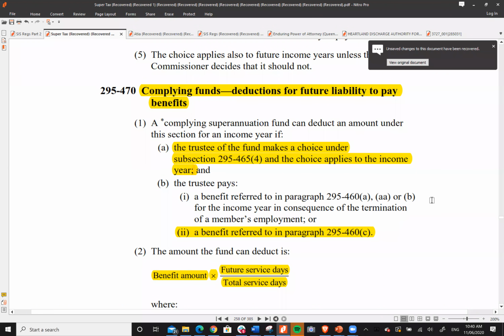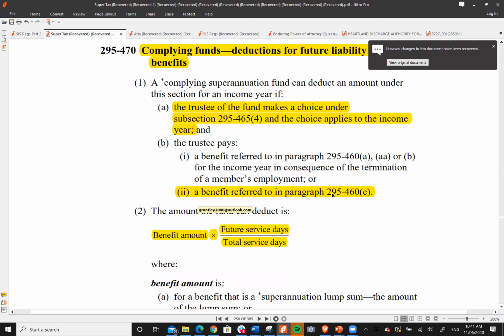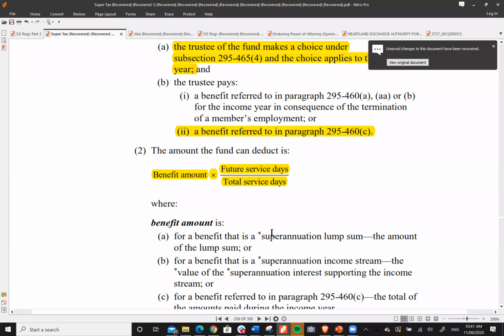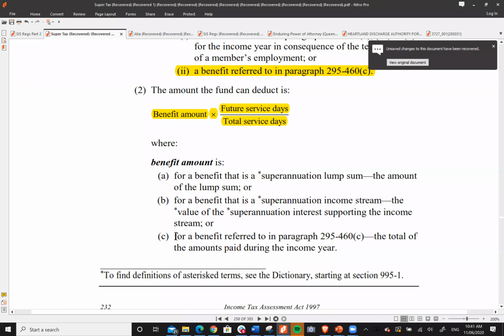This is a great one for death benefits, because when someone dies, you're probably not aware, but if they're under age 65, the fund can actually get quite a sizable component of the benefits payable as deductible. So when I go down here, the benefit referred to in paragraph 295-460C, remember that's that temporary disability benefit. The amount the fund can deduct is the benefit amount, which is your future service days. The benefit amount, for a benefit referred to in 295-460C, is the total of the amounts paid during the income year. So we work out what the total amounts are, and then we work out what our deduction is.